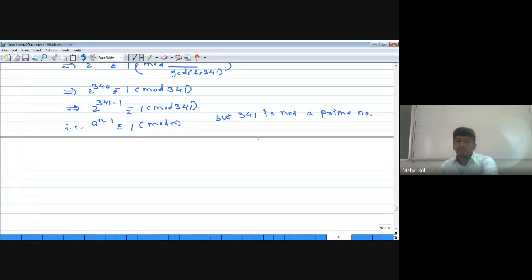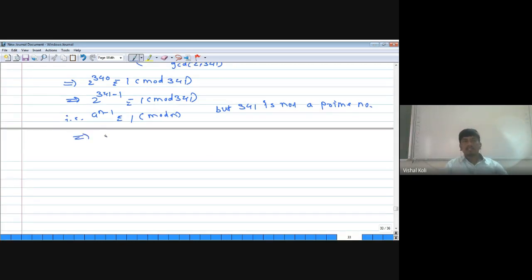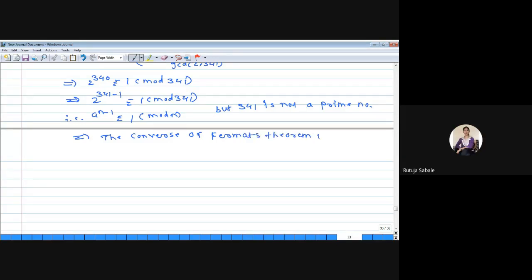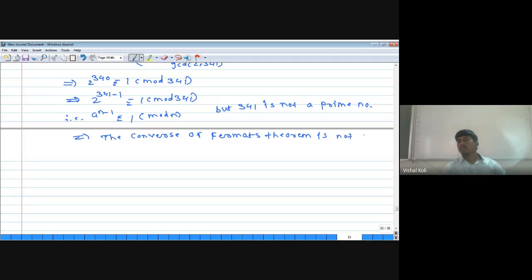So, which implies that the converse of Fermat's theorem is true or not true? Not true. Since the converse of Fermat's theorem says that if a to the power n minus 1 is congruent to 1 modulo n, then n must be a prime number. But here we get one example in which a to the power n minus 1 is congruent to 1 modulo n, but n is not a prime number. Hence the converse of Fermat's theorem is not true.